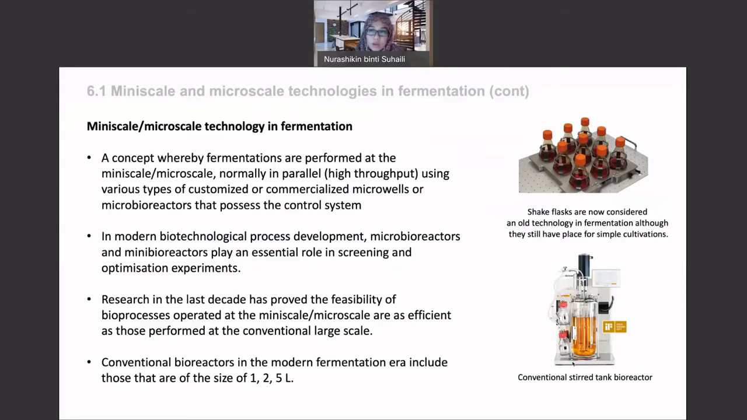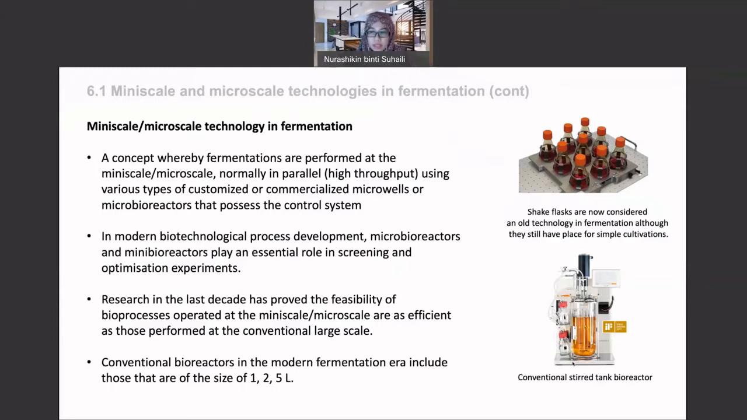Another drawback of the shake flask is the size. The size of a shake flask is considered small. Of course you can increase the size of the shake flask, but the problem that normally arises when the size increases is that the shaking or mixing system will be affected, because it's very challenging to mix big shake flasks and make sure that the mixing inside the culture is perfect. So those are the drawbacks of shake flasks.